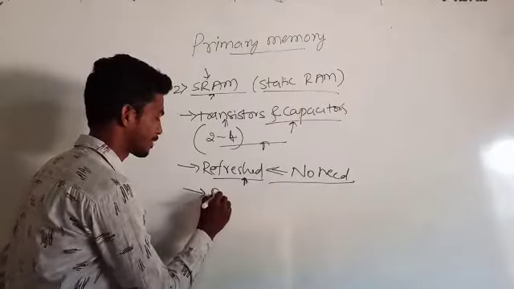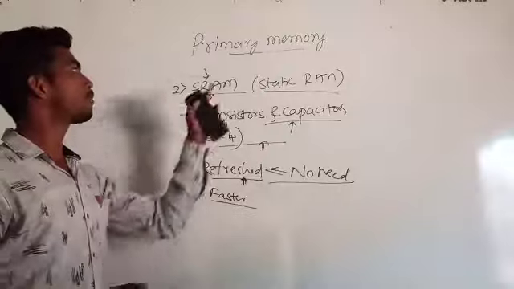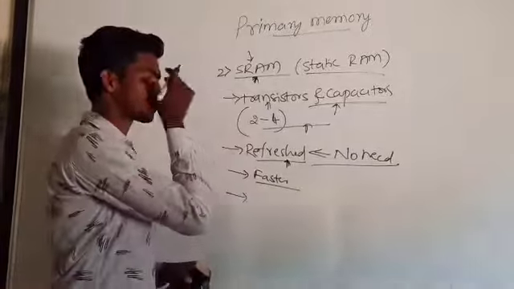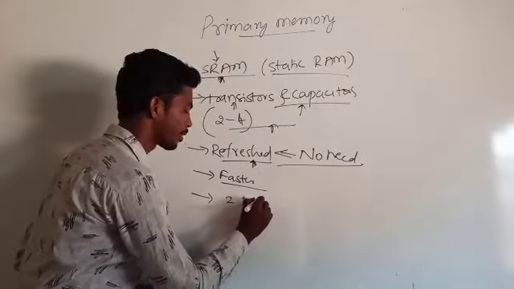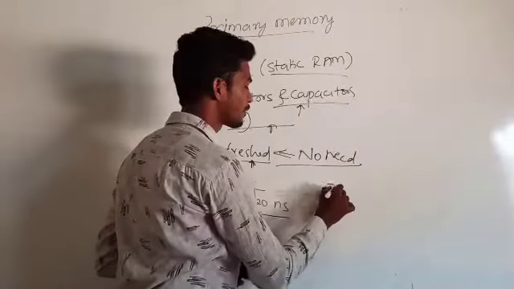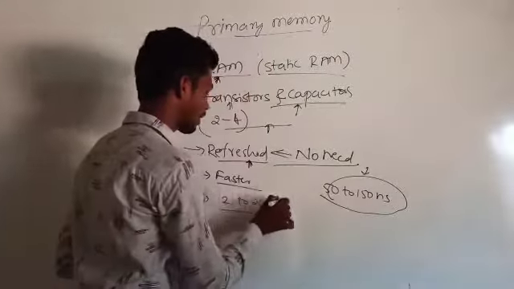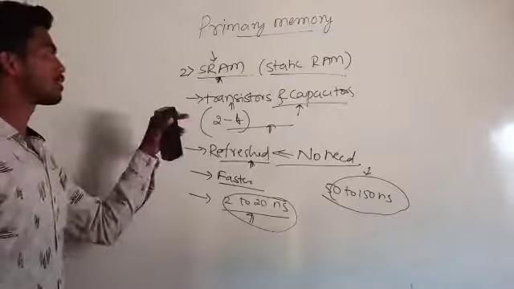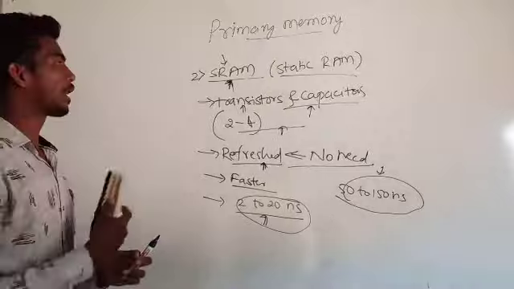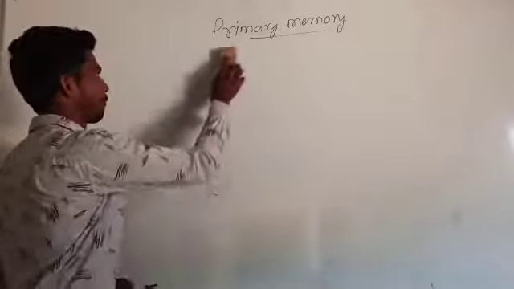It is faster compared to the other types of RAM, and its speed is 2 to 20 nanoseconds, while the speed of a DRAM is 50 to 150 nanoseconds. This is the speed of DRAM, and this is the speed of a SRAM. This is everything about SRAM. This is the second type of RAM, and the third type of RAM we have is SDRAM.